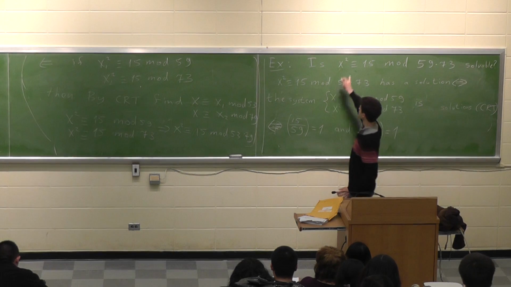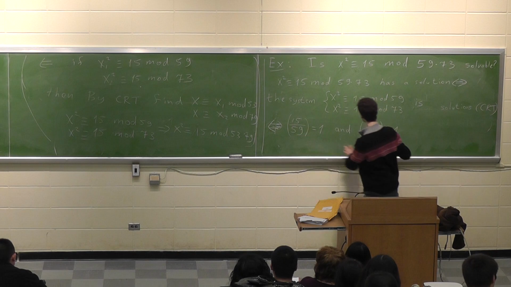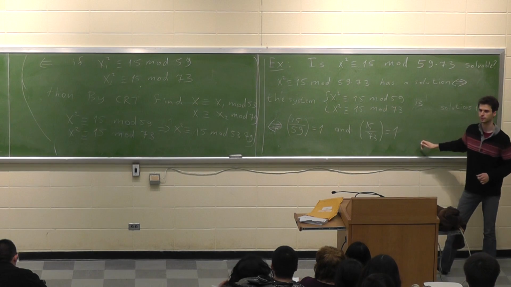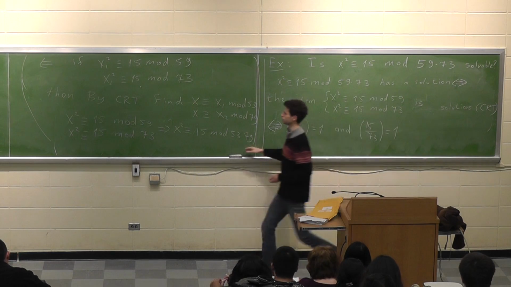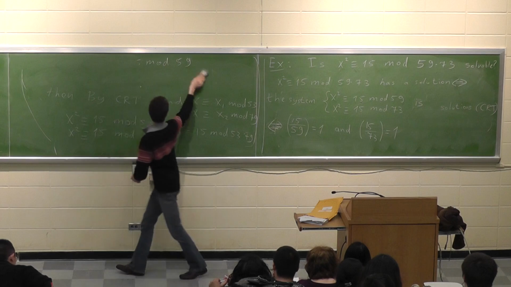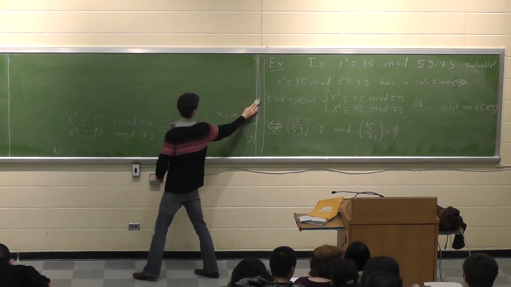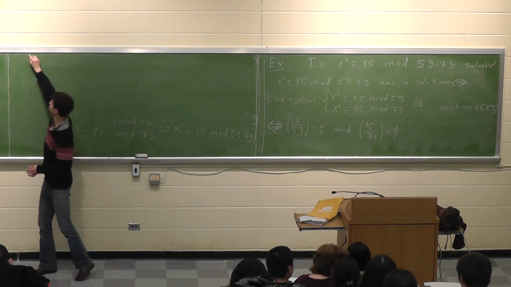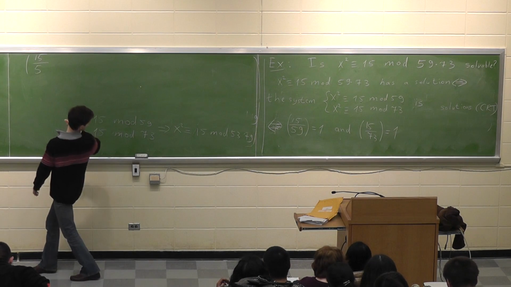Okay, so this equation is solvable if and only if 15 is a square modulo this number and 15 is a square modulo that number. But this thing we can actually check. We have quadratic reciprocity for this. How do we compute the Legendre symbol 15 over 59?